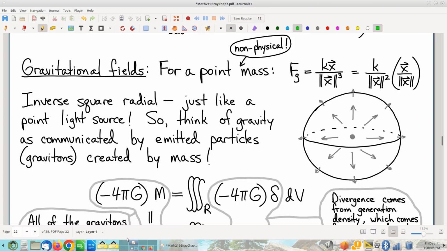Okay, so here we go. Last time we were talking about gravitational fields. We didn't get very far into this bit, but we kind of barely started talking about this.